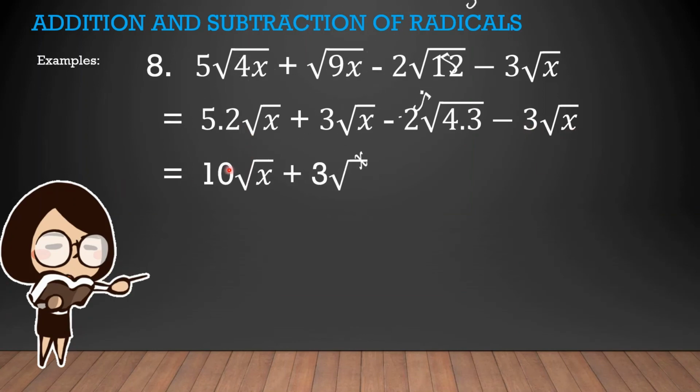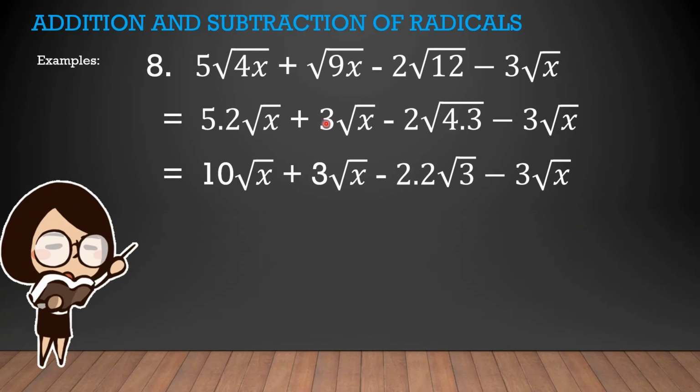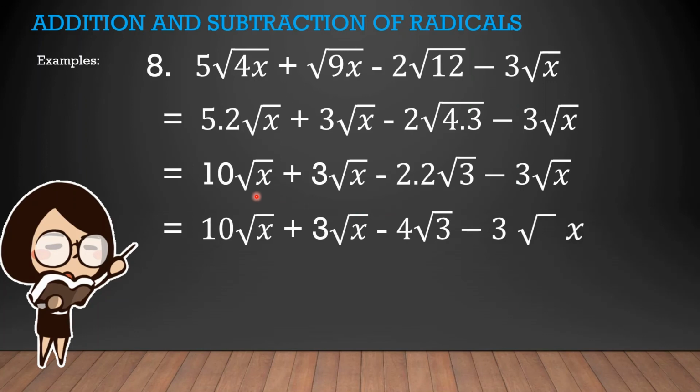Then 5 times 2 is 10 square root of x, plus 3 square root of x, minus, the square root of 4 is 2, so we have 2 times 2, square root of 3, minus 3 square root of x. Then we can copy or you can combine first. You can combine or you can copy first. So we have 10 square root of x plus 3 square root of x minus 2 times 2 is 4 square root of 3 minus 3 square root of x.